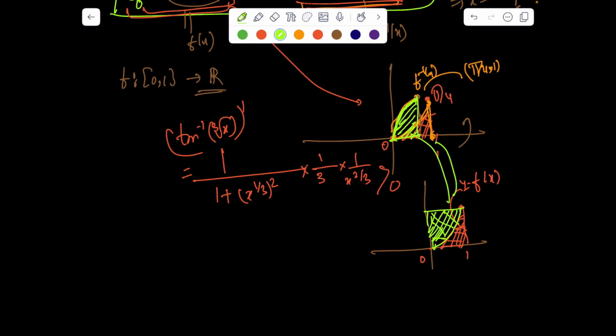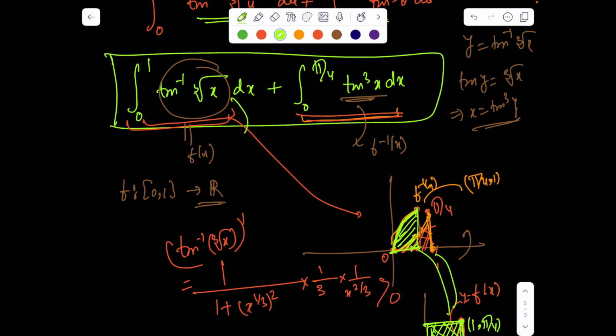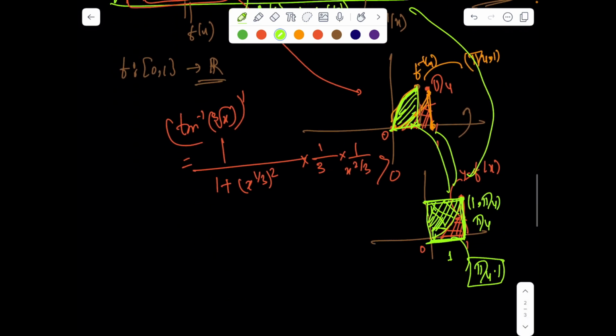And now, no wonder, we can clearly see what is the area of this entire rectangle. At 1 we are having pi by 4, so the base is 1 and the height is pi by 4. The area of the rectangle is pi by 4 into 1, and that's the answer for this problem, because what we are adding is the area by the function f plus the area by the inverse function, and the area by function plus area by inverse function goes to the area of the rectangle. Hence the answer for this beautiful problem is pi by 4.